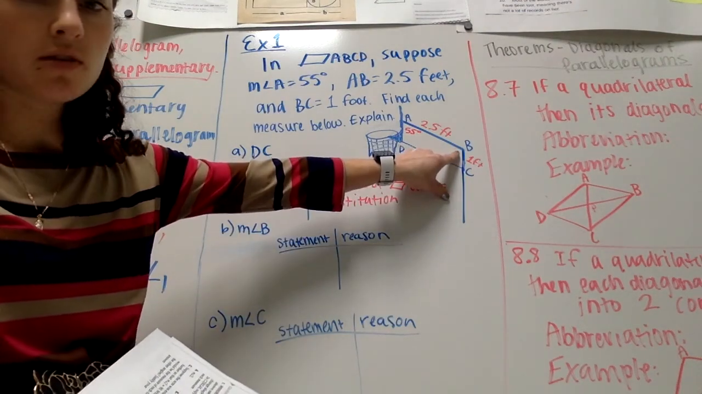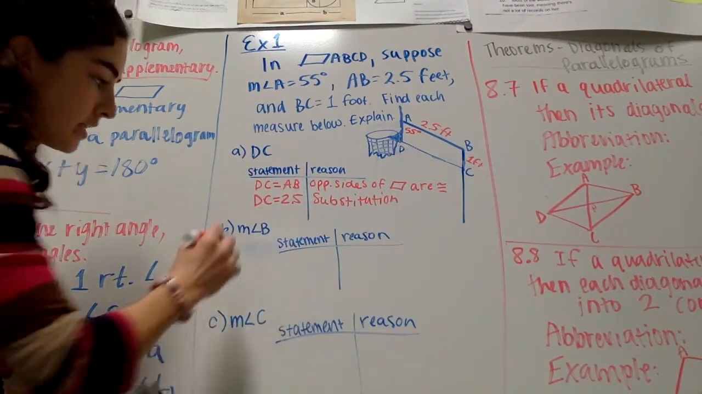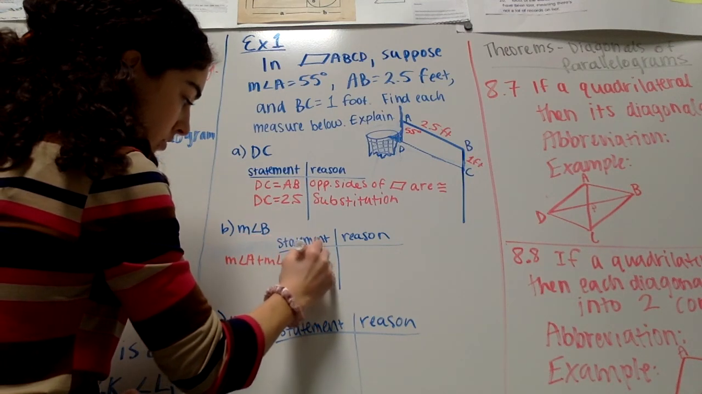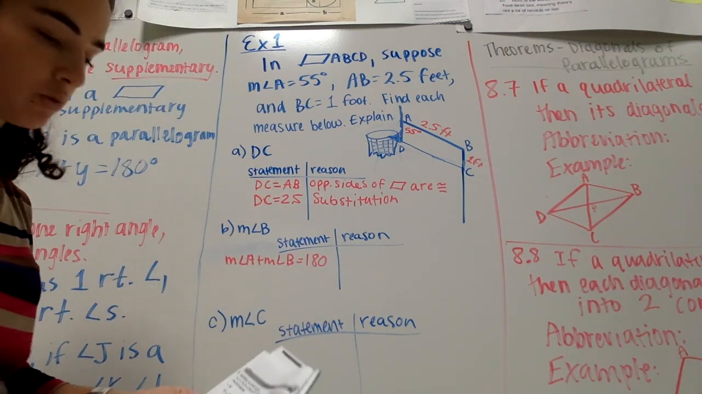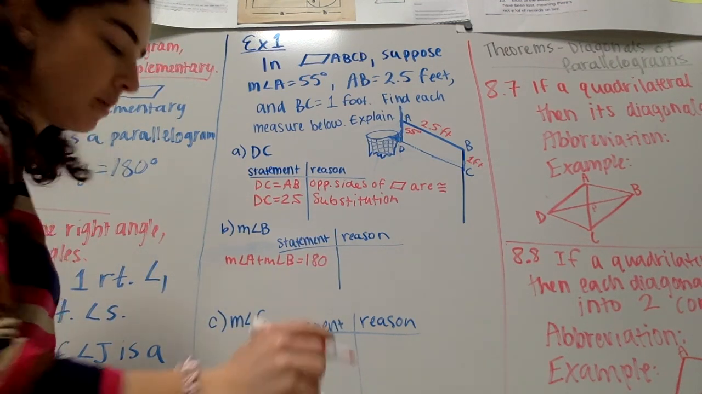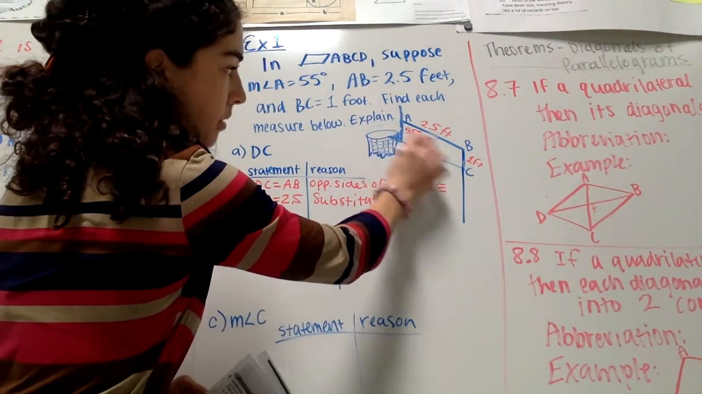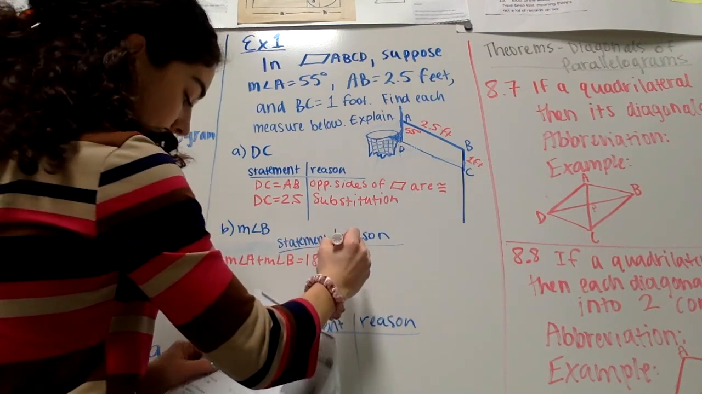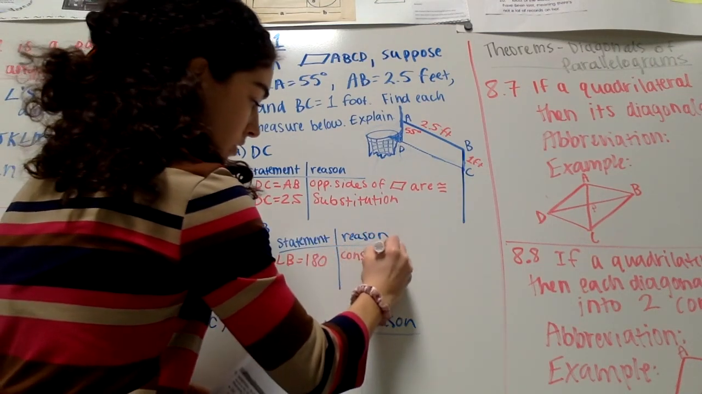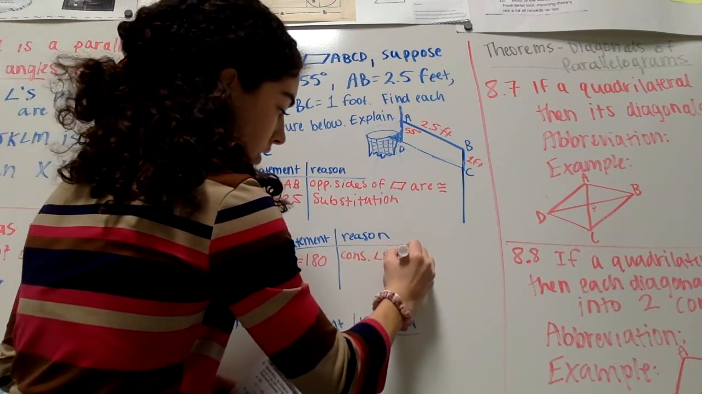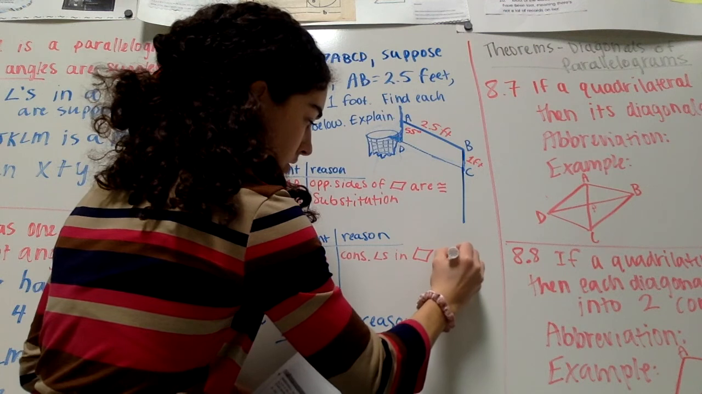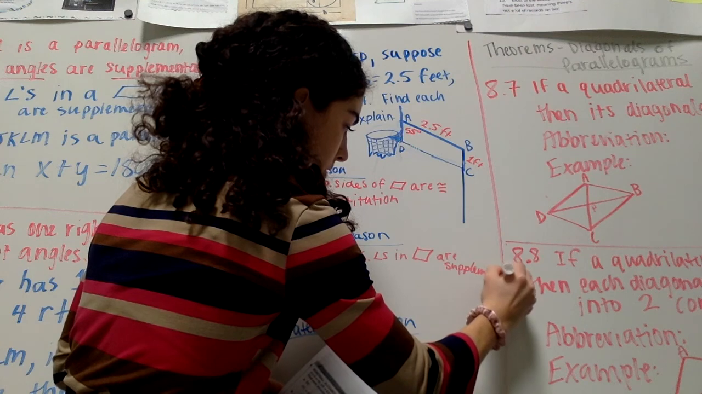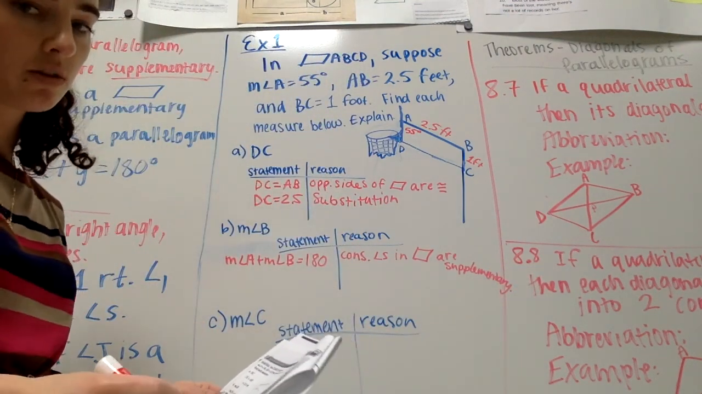The same thing for measure of angle B. Let's look at measure of angle B over here. So the first thing we know is that measure of angle A plus measure of angle B equals 180 degrees. And we know that because A and B are next to each other, which is called consecutive. So we are going to write consecutive angles in a parallelogram are supplementary, so that's our reasoning.